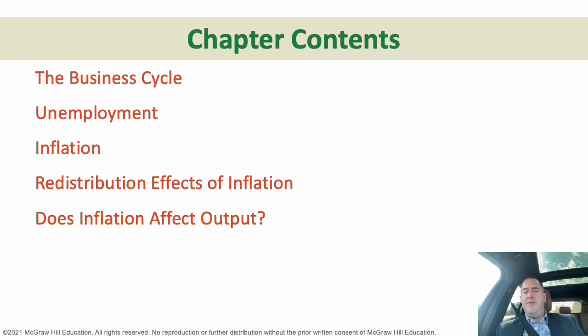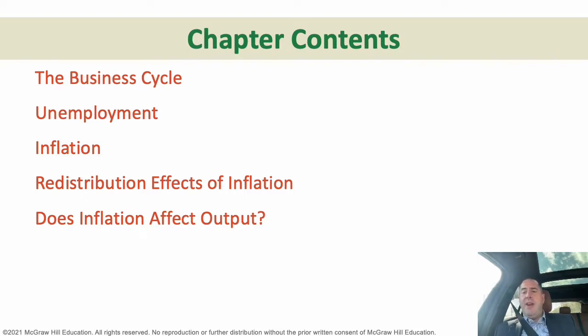Section 1, describe the phases of the business cycle. 2, measure unemployment and explain the different types of unemployment. 3, measure inflation and distinguish between cost push and demand pull inflation. I will make one comment there that at the moment we seem to have both demand driven as well as supply driven.